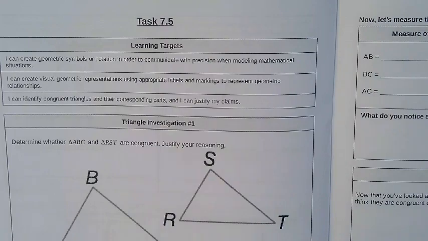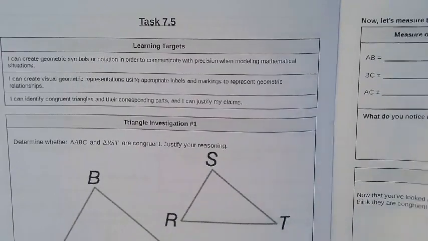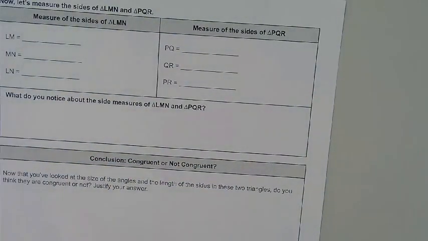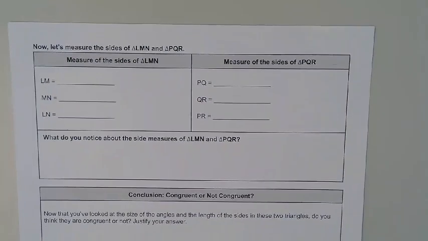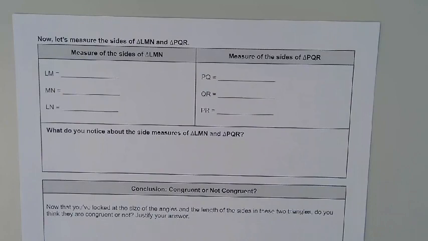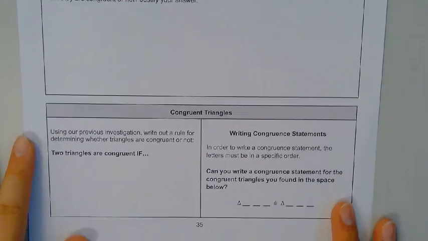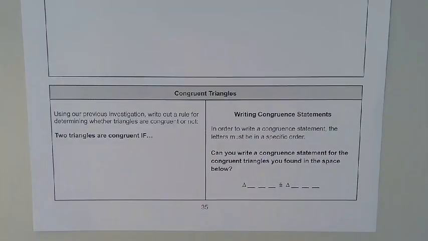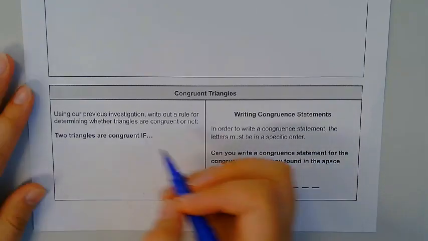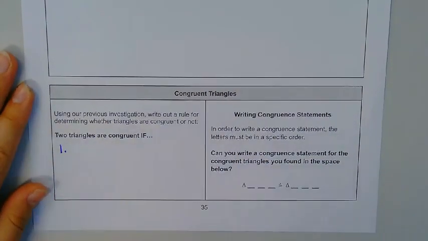Okay, so you should be on page 32, but I'm going to have us flip ahead to page 35. So top of page 35 looks at measuring sides of triangles, but we're going to skip that and go to the bottom here where it says congruent triangles. So if you did the investigation in class, you might have seen some of this, but if not, let's talk about what makes two triangles congruent. So two triangles are congruent if one of two things happens.